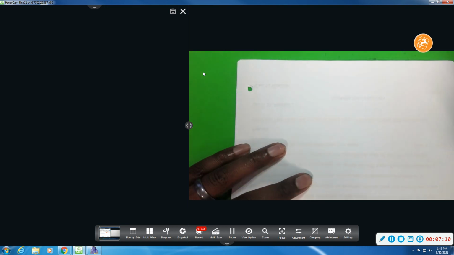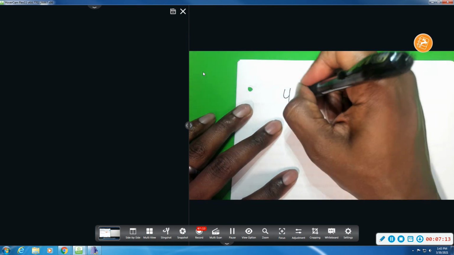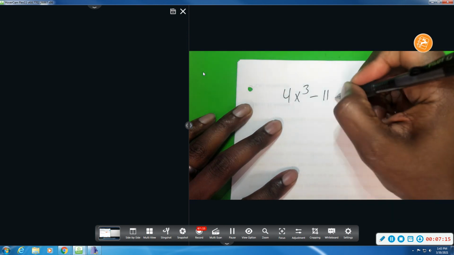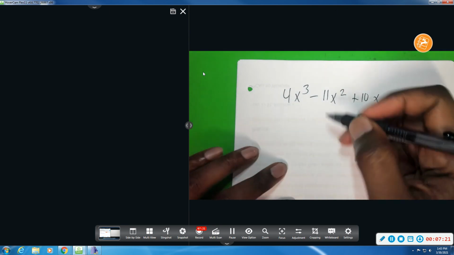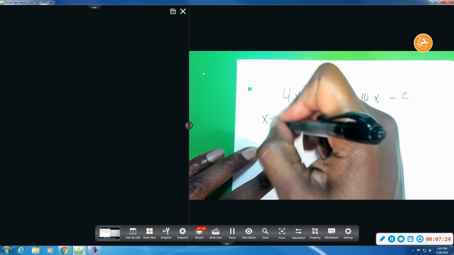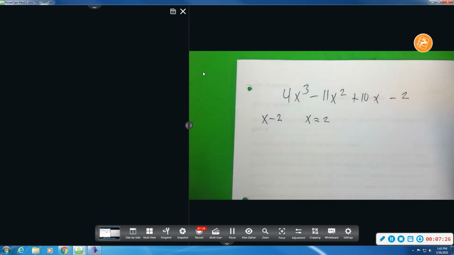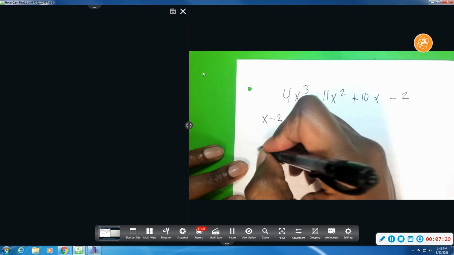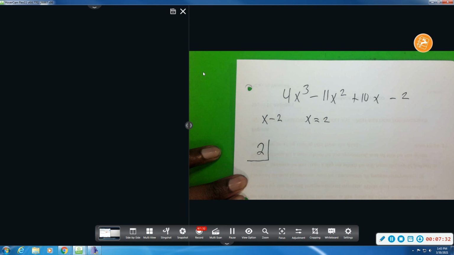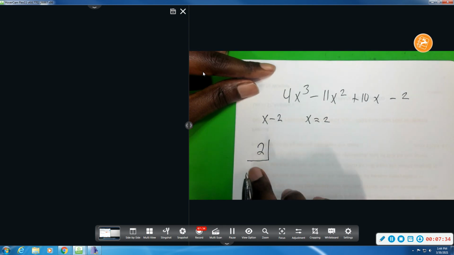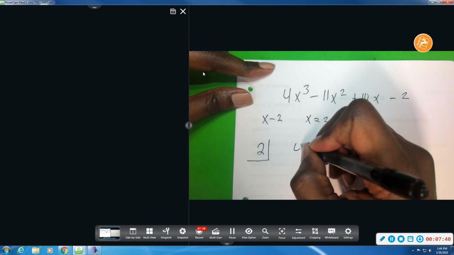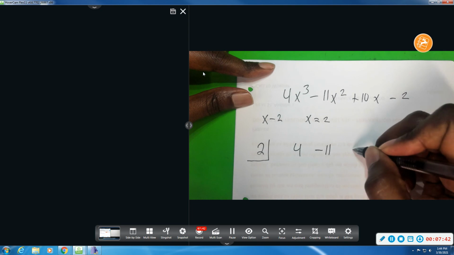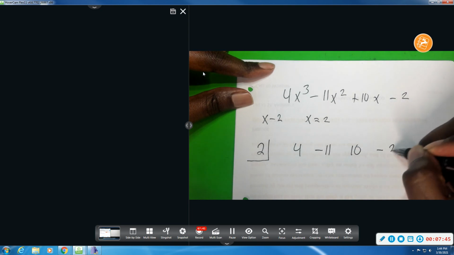Okay, so I'm going to rewrite this problem down. That is 4x cubed minus 11x squared plus 10x minus 2. And we were dividing by the x minus 2 factor, which gave us x equals 2. So this number 2 is going to be my box number. And this may be confusing if you hadn't seen it before, but it will definitely speed things up and help you when you're working by hand. So I'm going to list the coefficients: 4, negative 11, 10, negative 2.